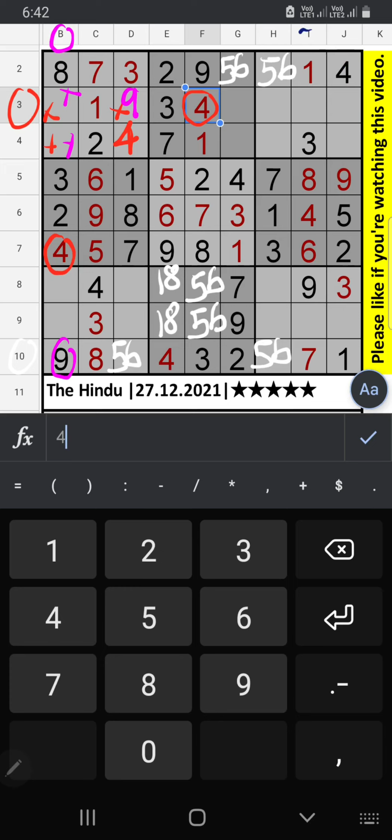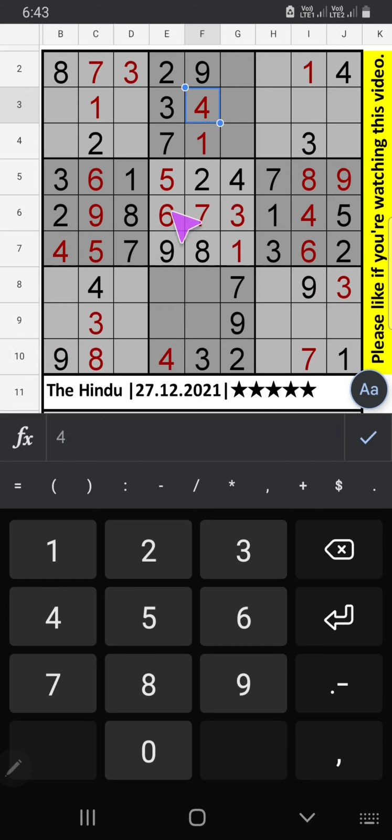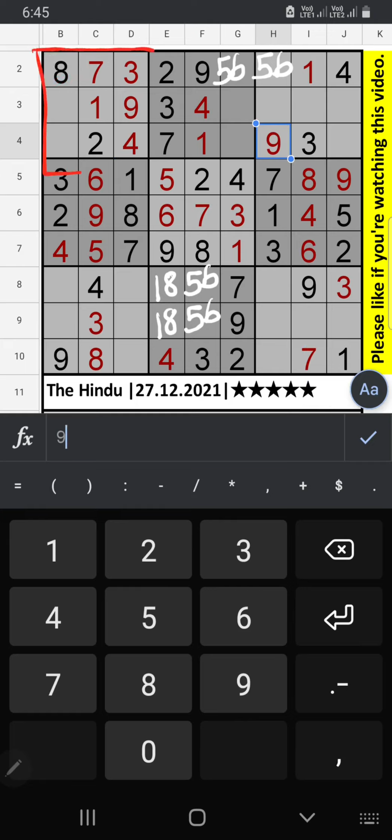Then in columns I and J we have 9, then can't come in these cells. Also in column D we have 9, then can't come in this cell. Then 9 will be here. In the first grid only 2 numbers are remaining, 5 and 6.